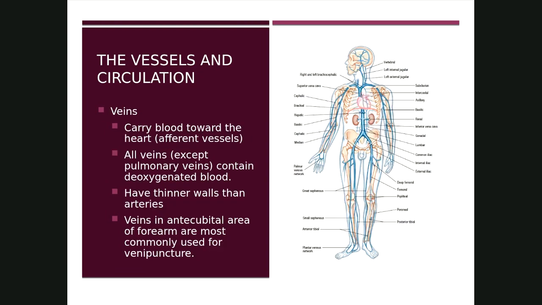Veins carry blood toward the heart. All veins, except the pulmonary veins, carry deoxygenated blood. They have thinner walls than arteries, and veins in the antecubital area of the forearm are most commonly used for venipuncture. Please be aware of item number 2. This is the exception. The pulmonary veins carry oxygenated blood because they're bringing oxygen from the lungs back into the heart.